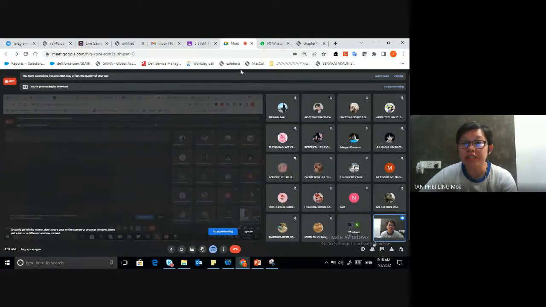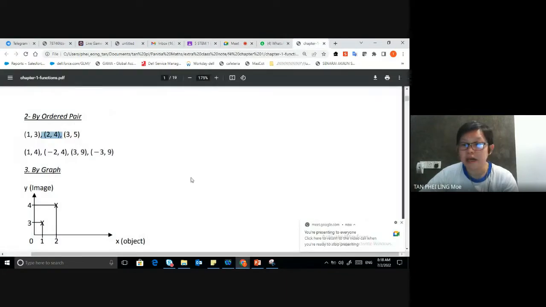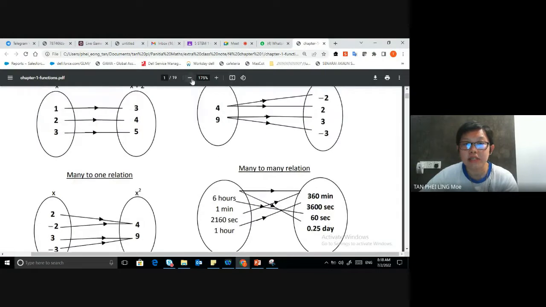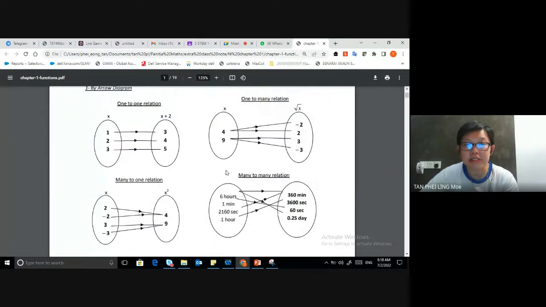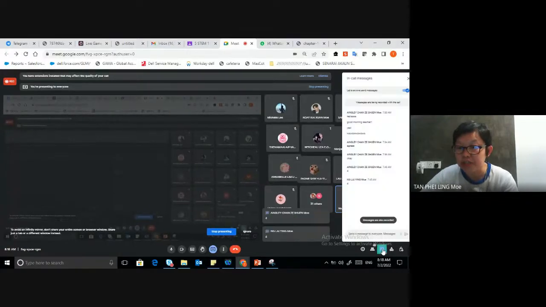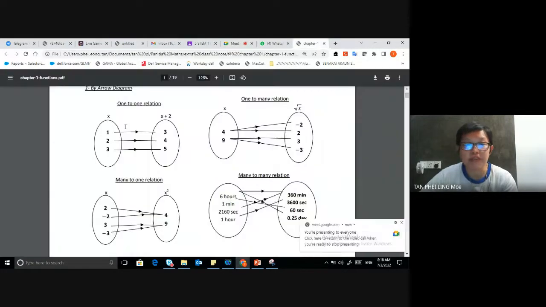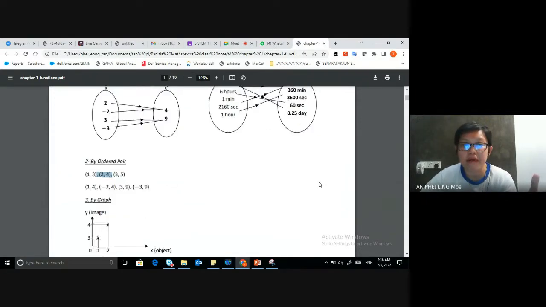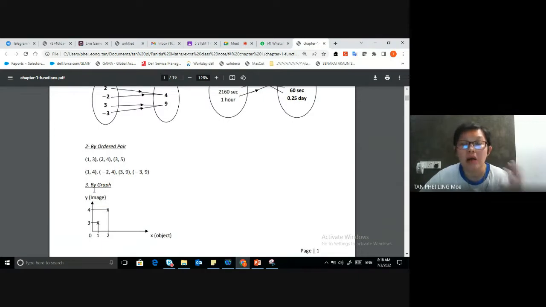As a conclusion, for this first part, remember that for relation, how many types are there? Who can tell me? We have 4. Yes, we have 4 types. Thank you, Ainsley is the one answering. Thank you, Lain also. So there are 4 types of relation, namely one to one, one to many, many to one, many to many. And we can represent them in 3 ways: arrow diagram, ordered pairs, or by graph.